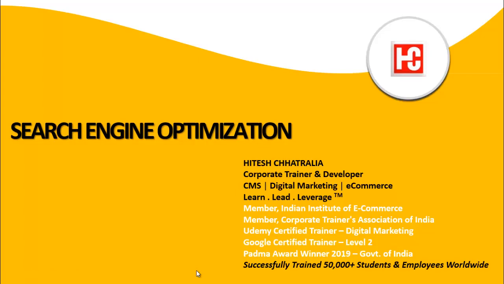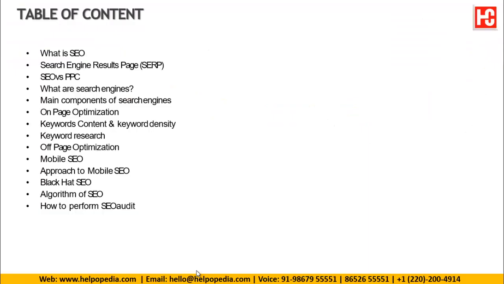So that is what we are going to do today. First we will learn about search engine optimization, and the methods with which we can get our website into search engines. In this session, we are going to learn what is SEO, what is the search engine results page, search engine optimization versus pay per click, then what exactly search engines are, the main components of search engines, then on-page optimization and off-page optimization, and a few other strategies related to search engine optimization.